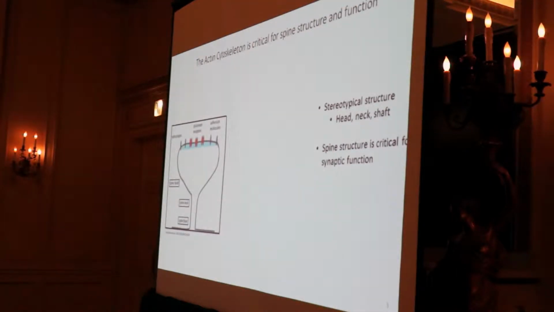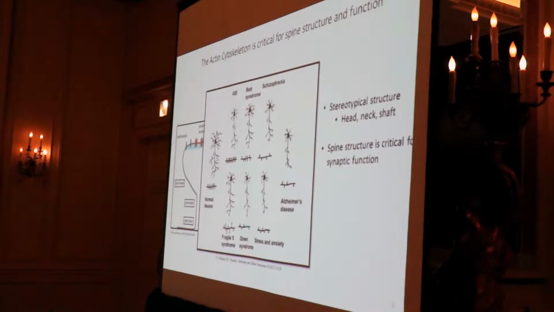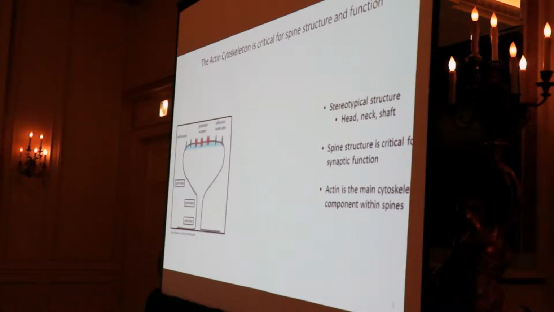So something that you may have noticed in the previous picture is that the dendritic spine has a very stereotypical structure. And something we've known for actually over a century now is that this structure is critical for spine function. And what you see is that in a variety of neurological diseases, you have changes in spine density and spine shape. And so we've known for a long time now that spine structure is tightly coupled to synaptic activity. So then the question becomes, what regulates spine structure? And the answer is the actin cytoskeleton.